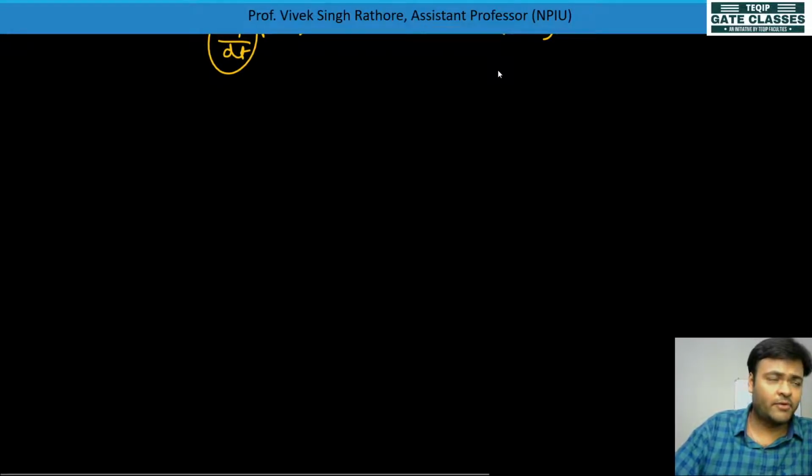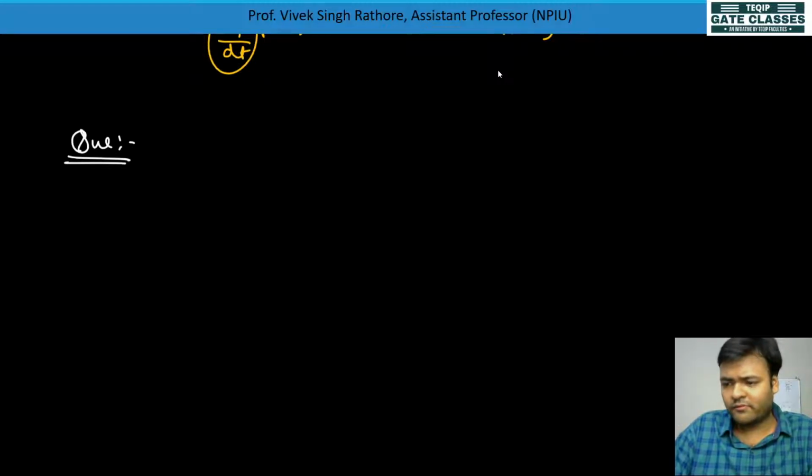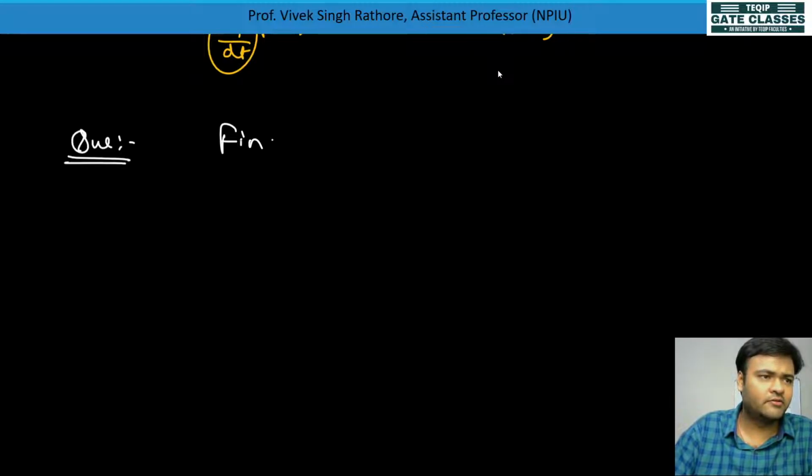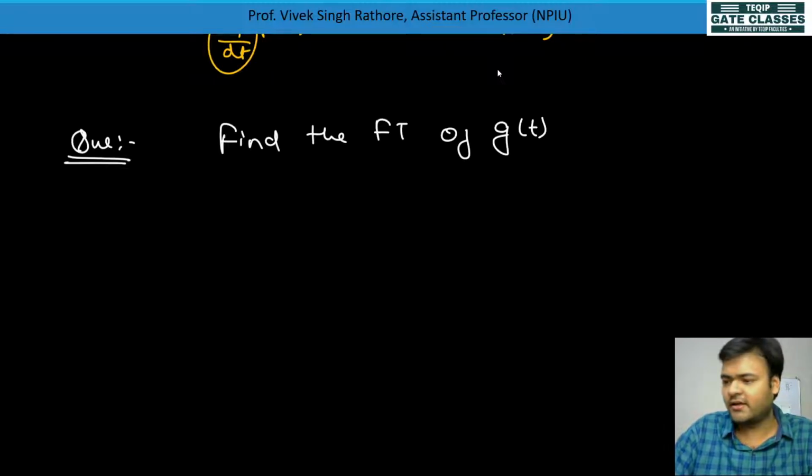Now I will take one question and we will try to understand कि ये प्रॉपर्टी कहां पे यूज आती है. जैसे हम try to solve it like this. You need to find the Fourier transform of, let's suppose g of t is there, using the Fourier transform of signal f of t. आपको f of t से g of t निकालना है.